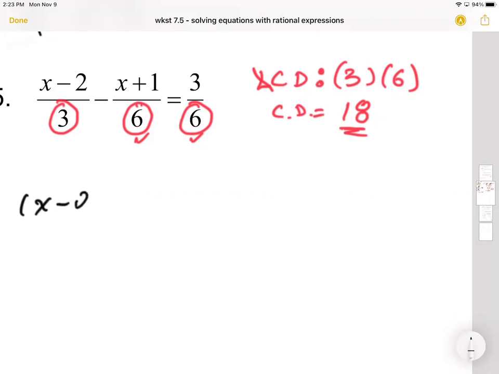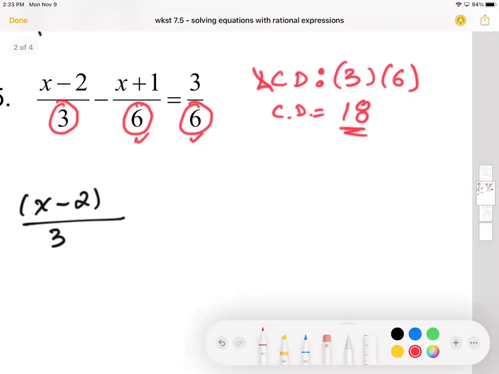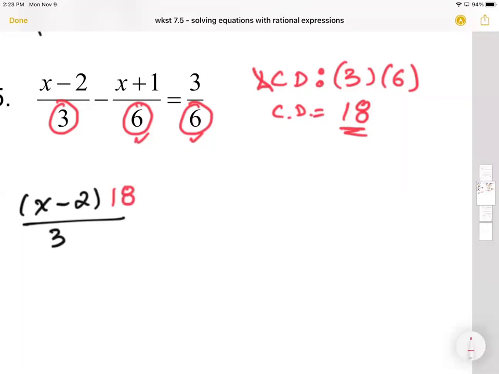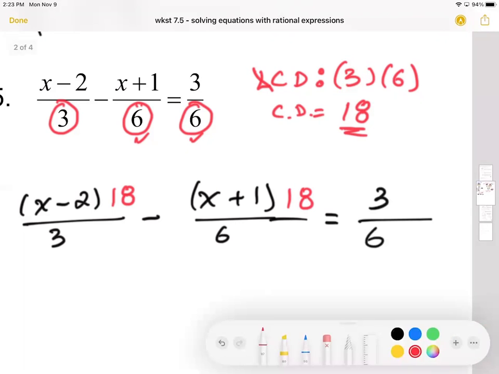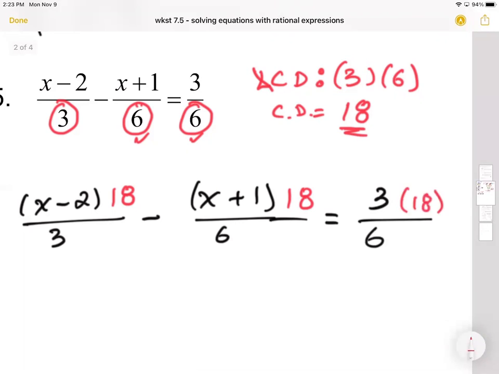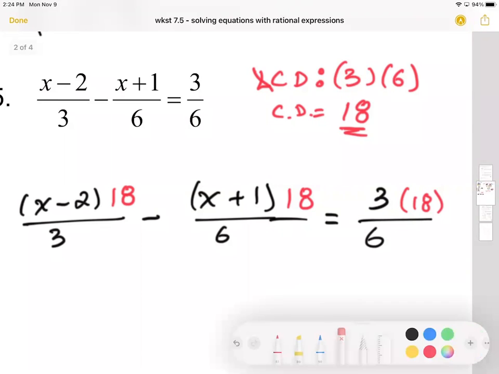My problem is x minus 2 all over 3. What do I do with the LCD? I put the LCD on the numerator, okay? Minus x plus 1 all over 6. And again, I put my LCD, in this case just a CD, because it's not the least. But again, it doesn't matter, as you can see here. So what did I do? All I did was whatever the common denominator I found, I insert on the numerator. And now this is what we have.